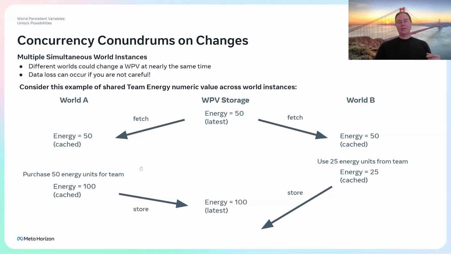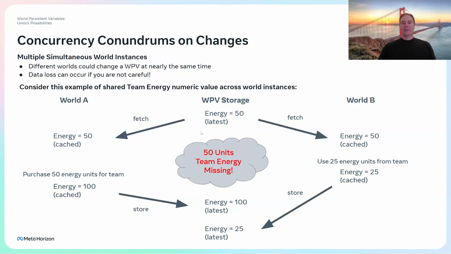The one from world A arrives first. So it sets the energy to 100 because that's what they said. Then a little while later, the value of 25 arrives from world B. And so it sets the storage to 25 as the latest. So 50 units of the team energy just went missing. You lost data. This is the thing you need to be careful of when you're dealing with concurrency in multiple systems updating things simultaneously without any sort of locking involved. So this is the concurrency problem with WPVs.